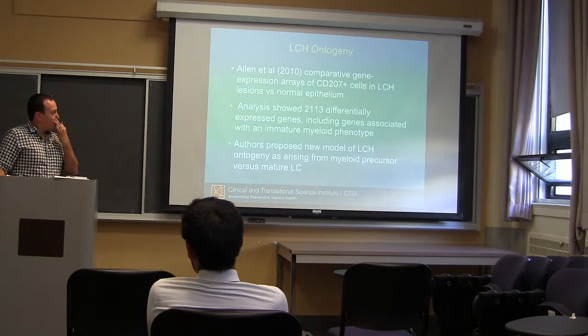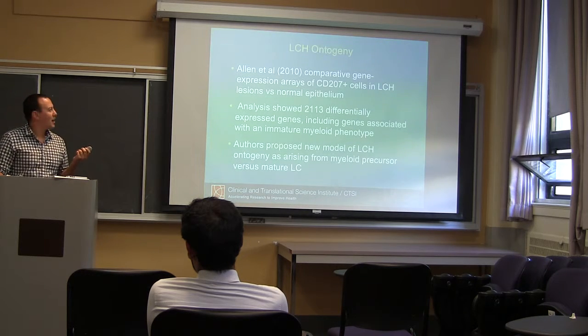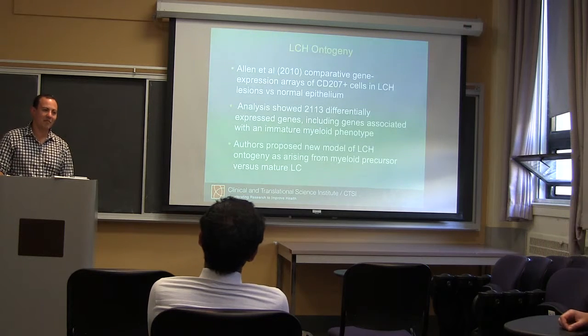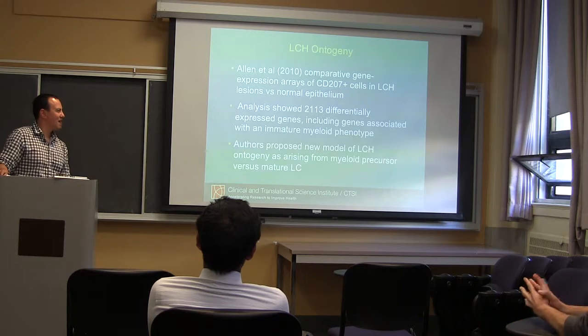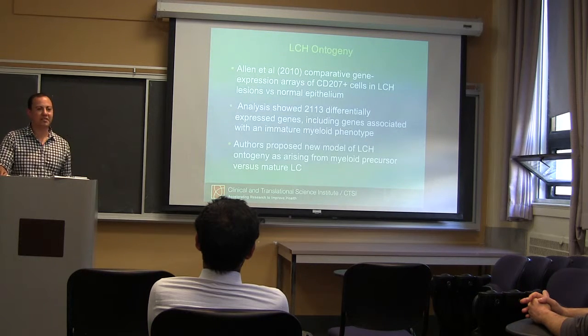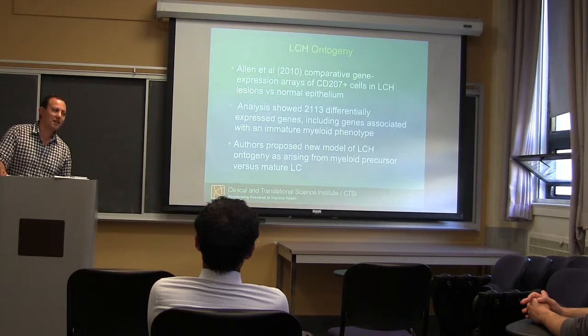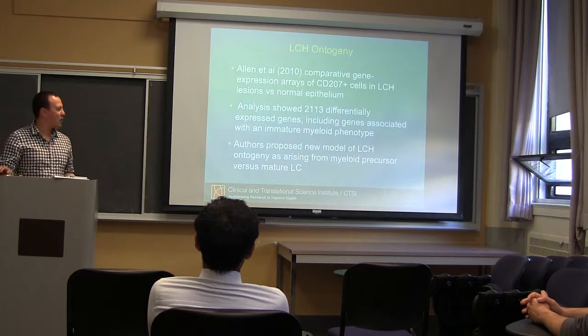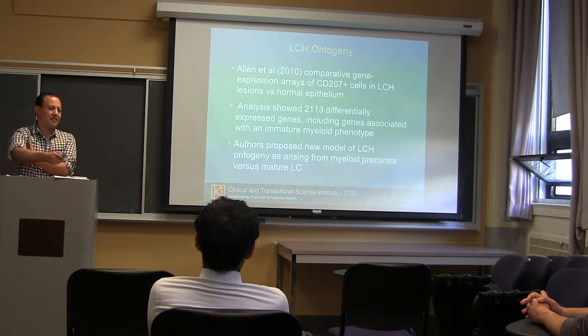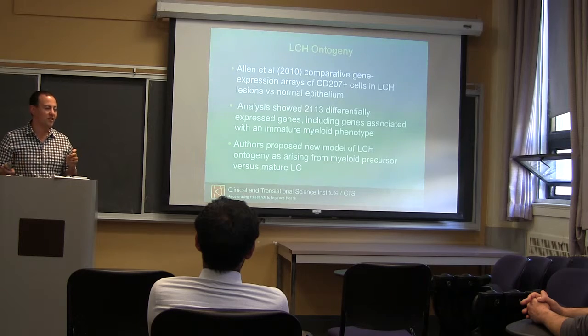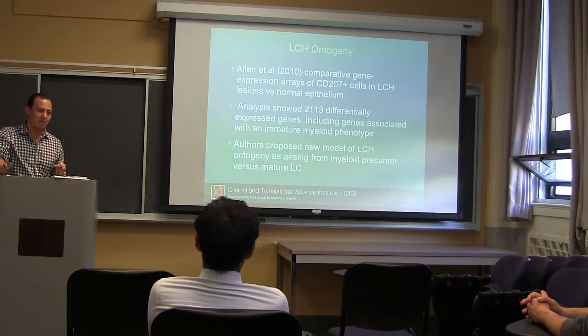In terms of where the cell is coming from, another group looked at gene expression arrays, and they took LCH cells and normal LC cells from the epithelium. They saw a bunch of differently expressed genes, which is probably not too surprising. But when they looked at what kind of signature is emerging from these LCH arrays, they found that it looks more closely related to an immature myeloid phenotype.